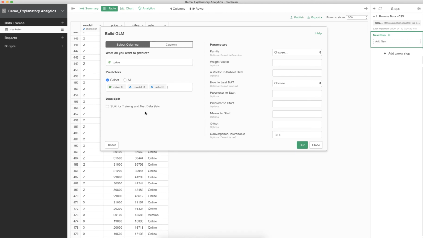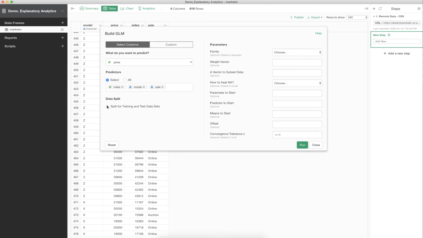Now, one of the things that we can do is split this data into training sets and test data sets. What that does is it takes the entire data set and splits it up. The reason we might want to do this is we might want to build our model on a training data set and then test the efficacy of the model on a test data set and see how much of the test data set our model explains. In our case, for this example, we are not going to split the data set.